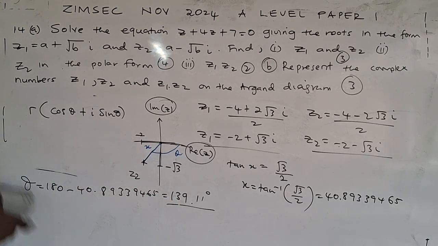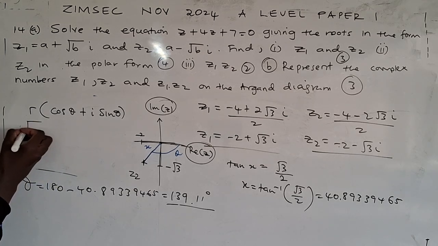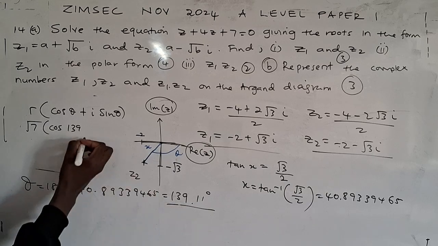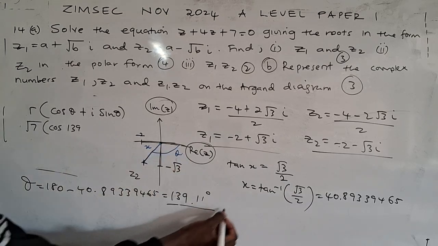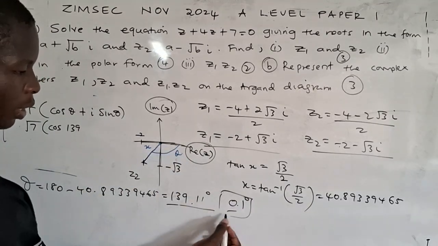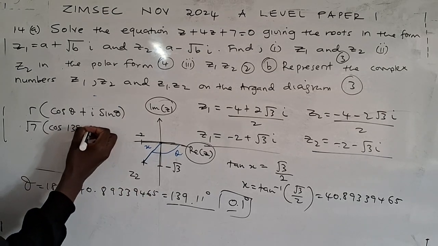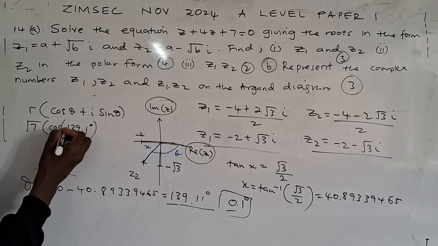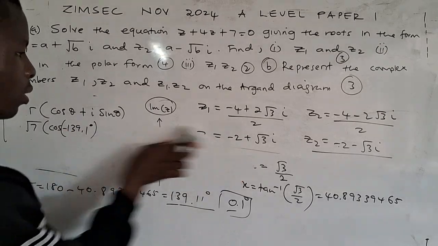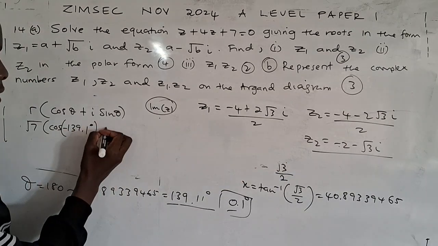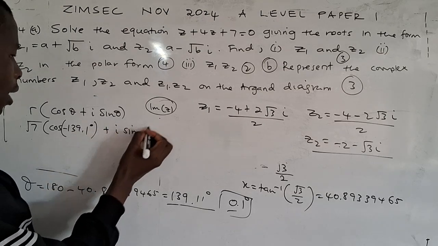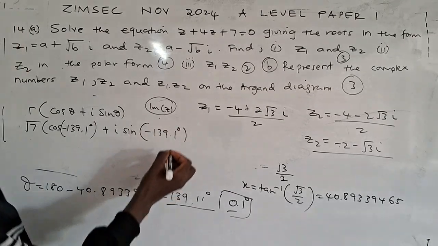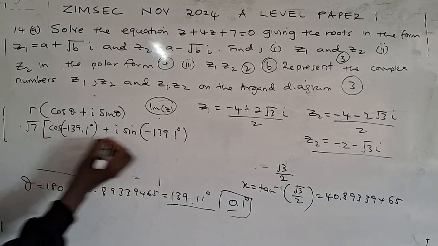So I'm going to write here root 7 cos of, I'm going to give it to the nearest 0.1 degree. Remember, it's a negative because it's below the x-axis, so it's minus here. Hope this is clear. Plus i sine of minus 139.1 degrees like this.